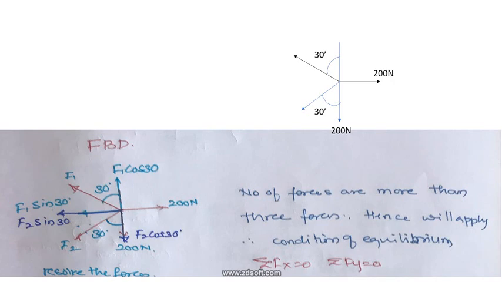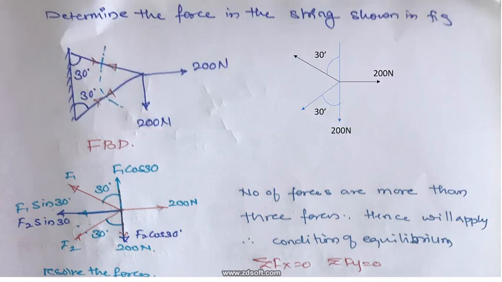Now we'll take the next problem, where the problem consists of four forces. So we can use the conditions of equilibrium to solve the problem. So you can see that the question is to determine the forces in a string.